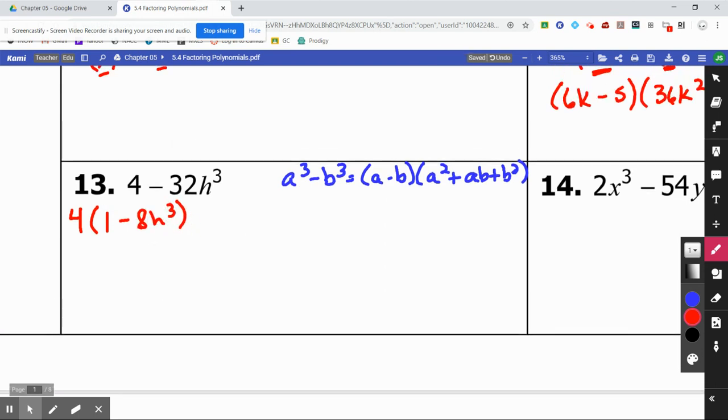Let's rewrite our 1 minus 8h to the third. 1 is a 1 that's being raised to the third power. Minus is right here. The 8 and the h to the third is a 2 and an h that are both being raised to the third power. So here's my a, here's my b. Simply replace it now. A minus b times a to the second plus a times b, which would be 1 times 2h, plus b to the second, which would be 2h to the second, would be 4h squared.